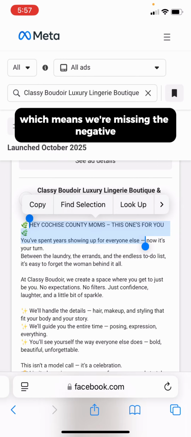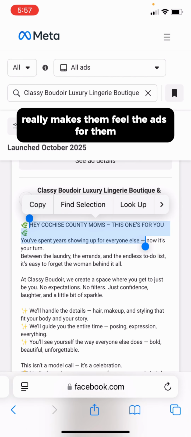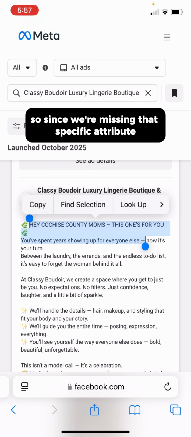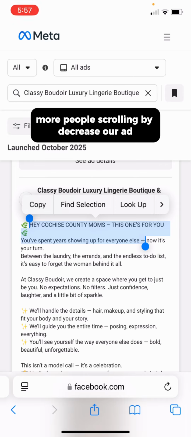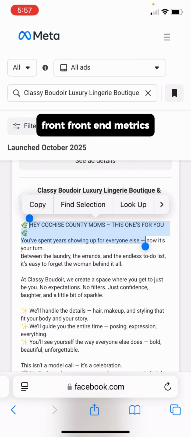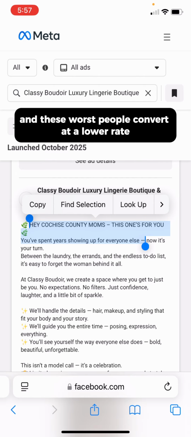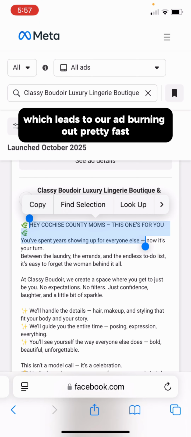So we're missing the positive, which means we're missing the negative-positive tension in the brain that really captures attention, really makes them feel the ad's for them, and they click see more and read the rest of the ad copy, consume it, get pre-qualified. So since we're missing that specific attribute, more people scroll by, decreasing our ad front-end metrics. Our ad goes to worse people over time, and these worse people convert at a lower rate, so we're getting lower conversions over time, which further pushes our ad to go to even worse people over time, which leads to our ad burning out pretty fast.